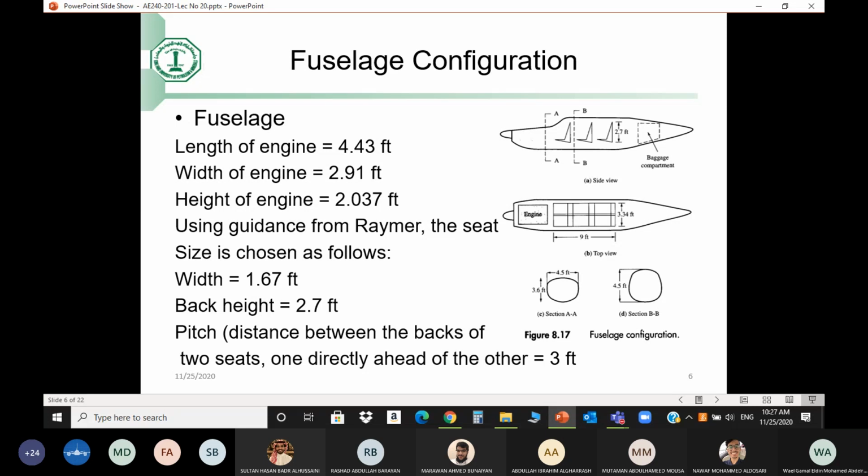So, any questions in the sizing of the fuselage? Unlike the wing, we don't have equations here. The fuselage is determined by what you want to put inside: an engine, seats, baggage, and maybe some room for the wing and landing gear, if the landing gear is going to be retracted inside the fuselage.